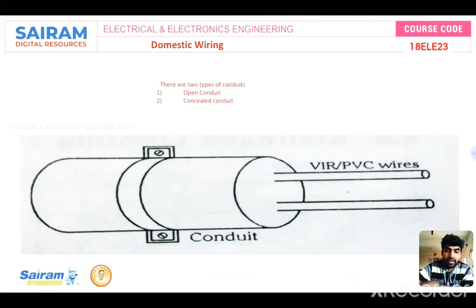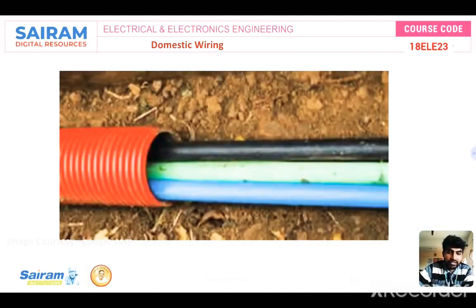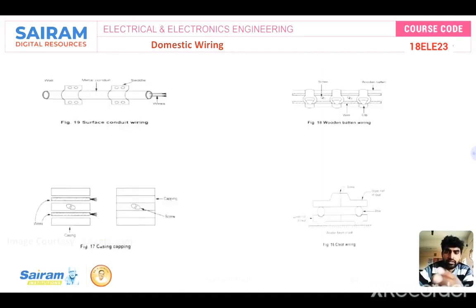In domestic wiring, we have two types of wiring systems: one is open conduit wiring, another one is concealed conduit wiring. In open conduit wiring, there is a polyvinyl chloride wire which passes through a pipe, right? This is the best example. This is a pipe, and the wire passes through here.